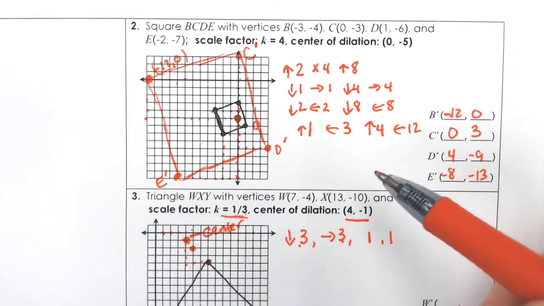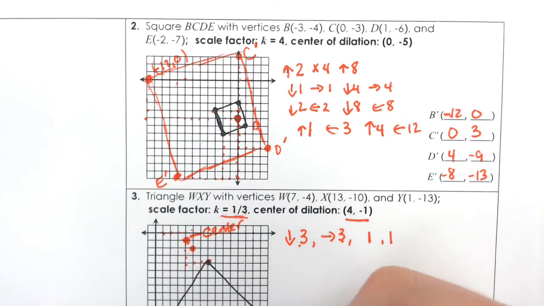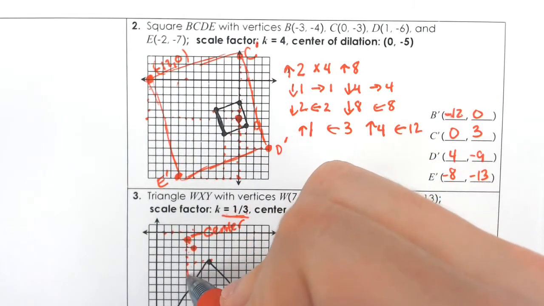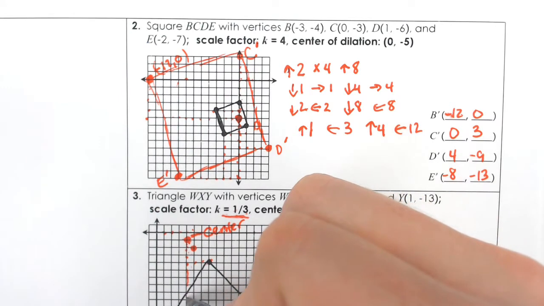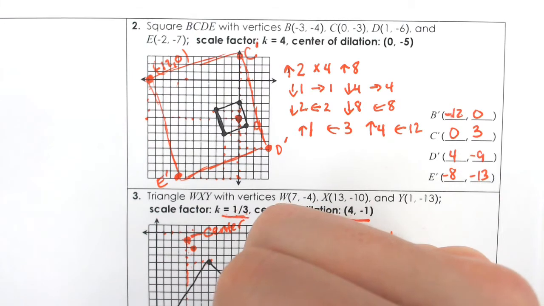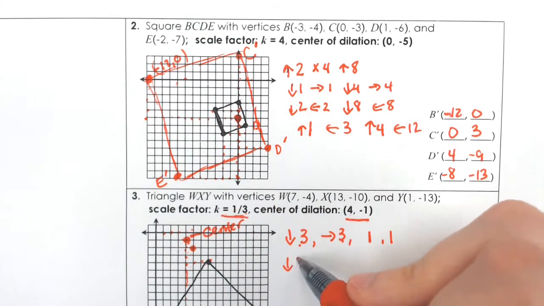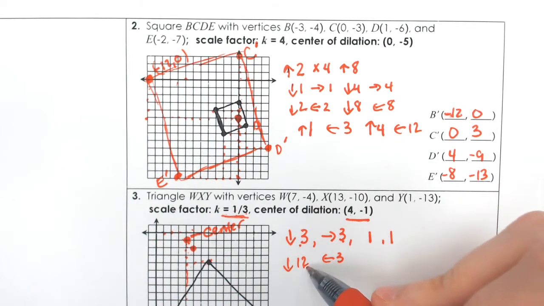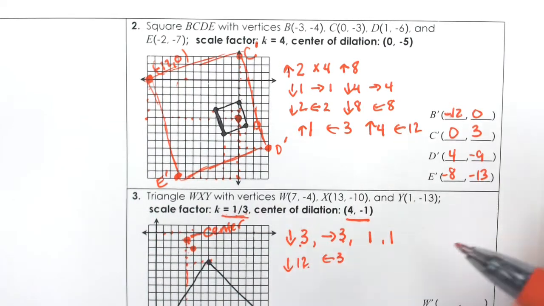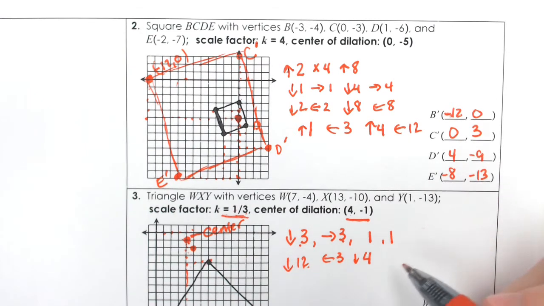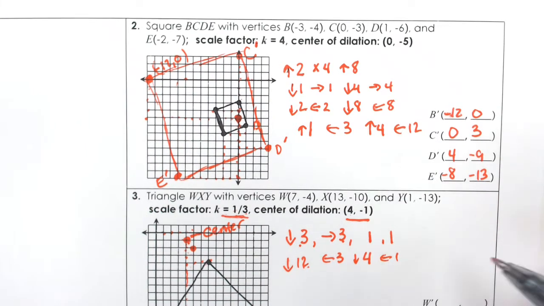Next point we're going to plot, I'm going to pick this one right here. We went down by a lot. We went down by 1, 2, 3, 4, 5, 6, 7, 8, 9, 10, 11, 12, and to the left by 1, 2, 3. So if I went down by 12 and to the left by 3, what's 1/3 of 12? Well, you just divide 12 by 3, and that would be 4. So I got to go down by 4 and to the left by 1.